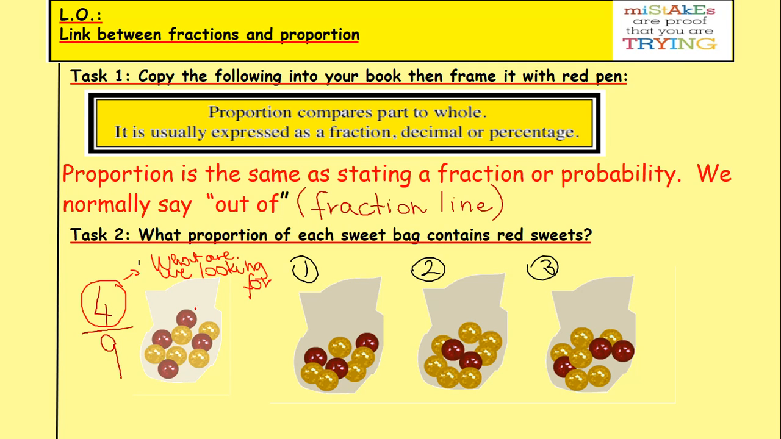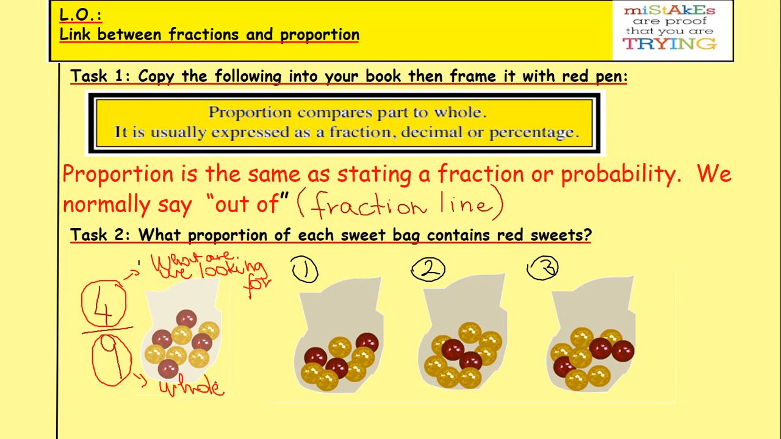And we're looking for the red, and if you count it is 1, 2, 3, and 4. And on the bottom, because the definition says we compare part to a whole, we check how many sweets we have in a bag all together, which is the 9. So this is the whole. Okay, pause the video and try to do the next 3 diagrams.